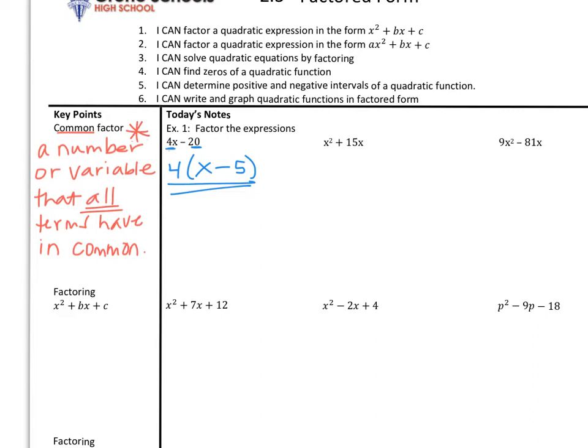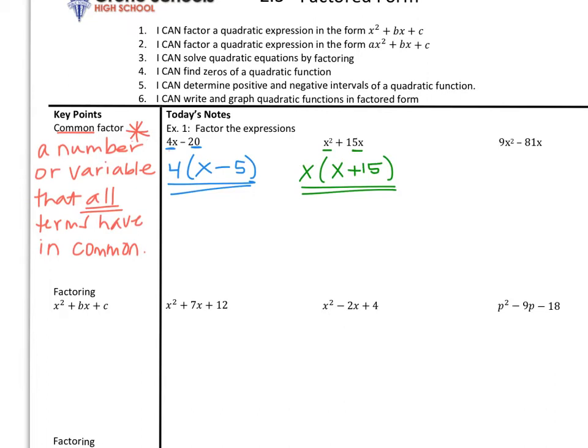x squared plus 15x. Again, the terms are separated by addition or subtraction. There are two terms here, and they both have an x in common. Therefore, if we factor x out of both of those terms, taking x out of that x squared, we would have an x left over. And if we take x out of 15x, we have 15 left over. That would be the factored form of x squared plus 15x.